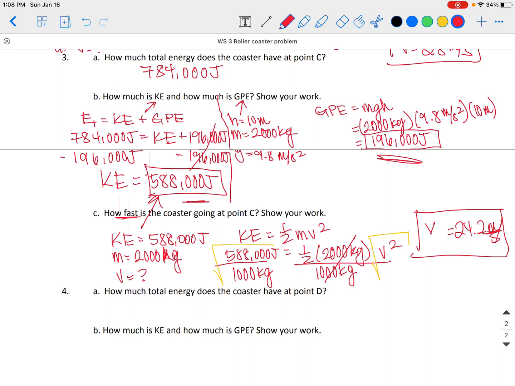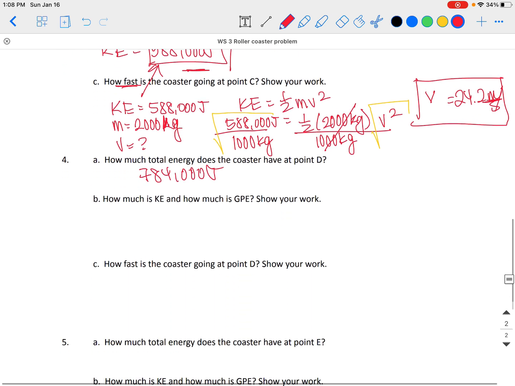How much total energy does the coaster have at point D? At point D, it's the same as point A, point B, and point C, 784,000 joules. How much kinetic energy and how much gravitational energy is there? Well, at point D, this is very similar to point B. We have no gravitational potential energy, so all the energy is kinetic. So again, kinetic is going to be 784,000. Gravitational is going to be 0 joules.